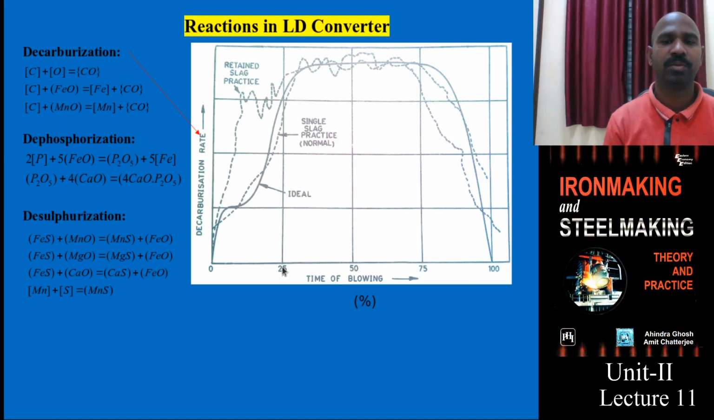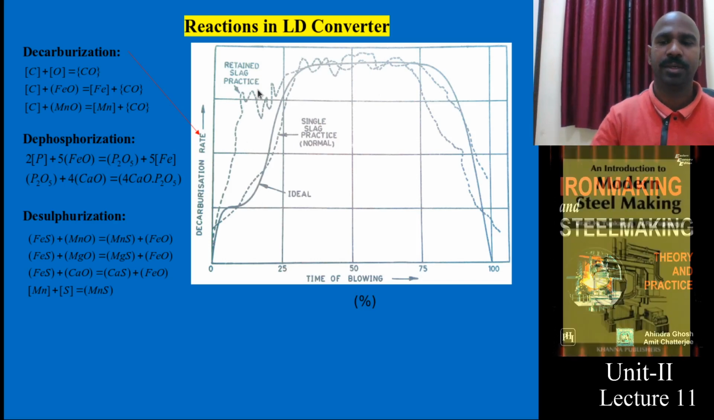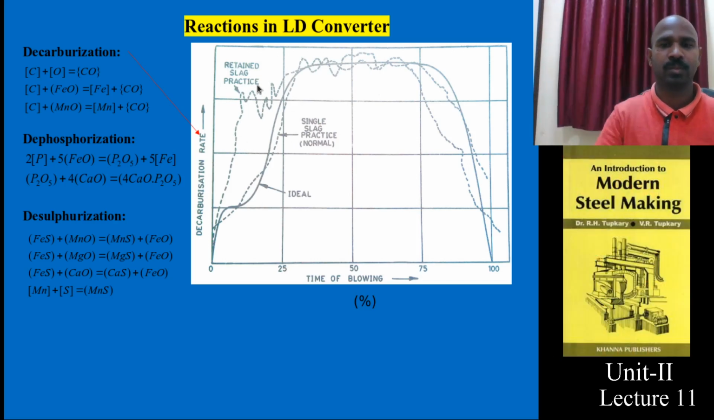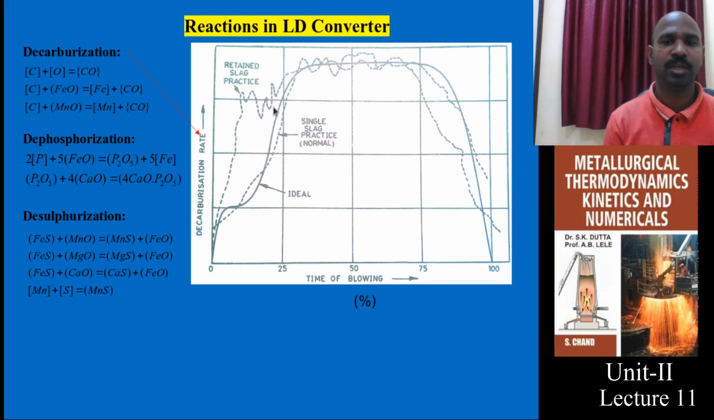For example, at 25 minutes, in a single stage slag practice versus a double stage slag practice, with the retained slag you can again remove the retained slag. This is the ideal graph, but it is interpreted with a Gaussian fit, so that the single slag practice and the double slag practice will be clearly understood.